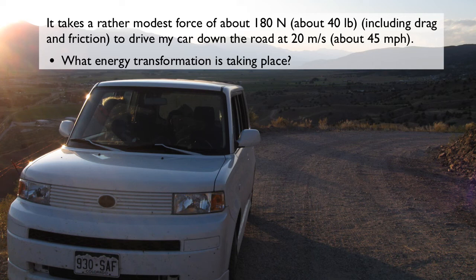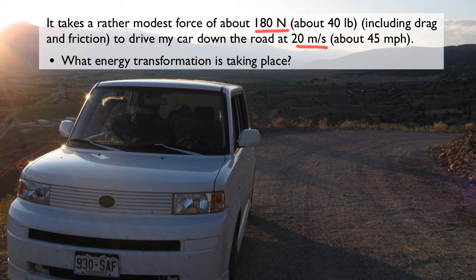Now, I also want to talk about this. Remember back when I was talking about forces necessary to make cars go down the road. To make a car go down the road, it takes about 180 newtons to make my car go down the road at about 20 meters per second. And as the car is moving down the road, the question is what energy transformation is taking place?